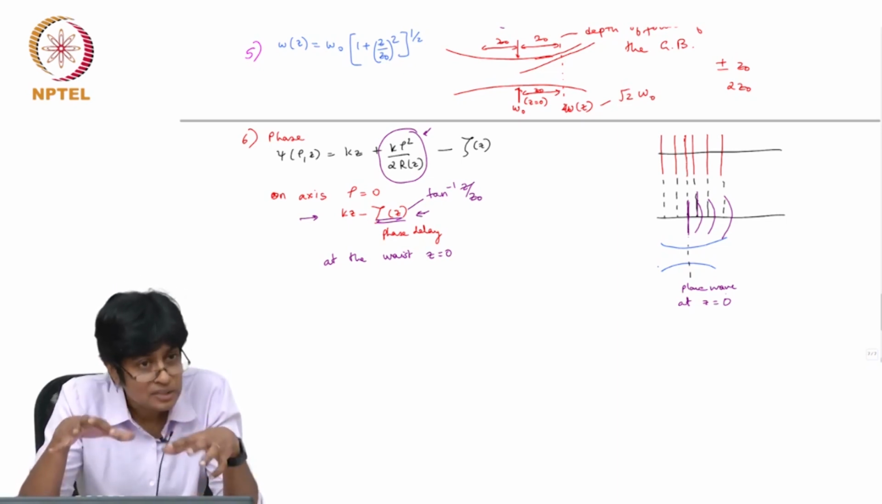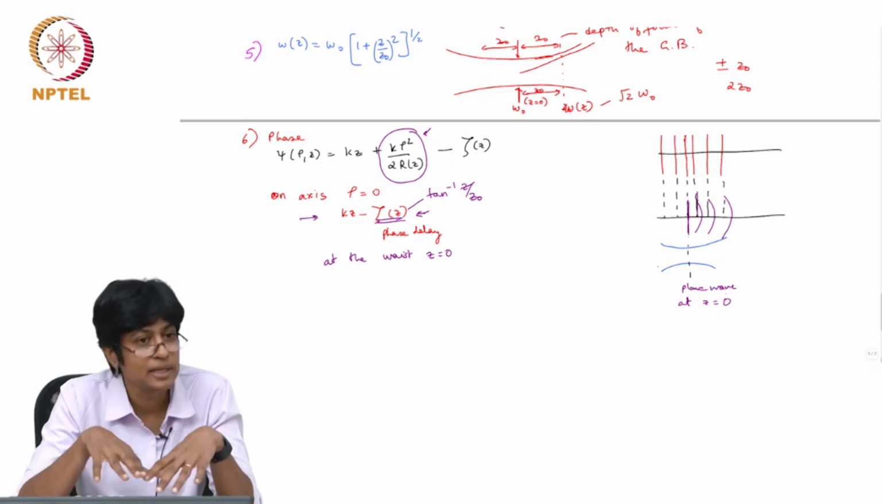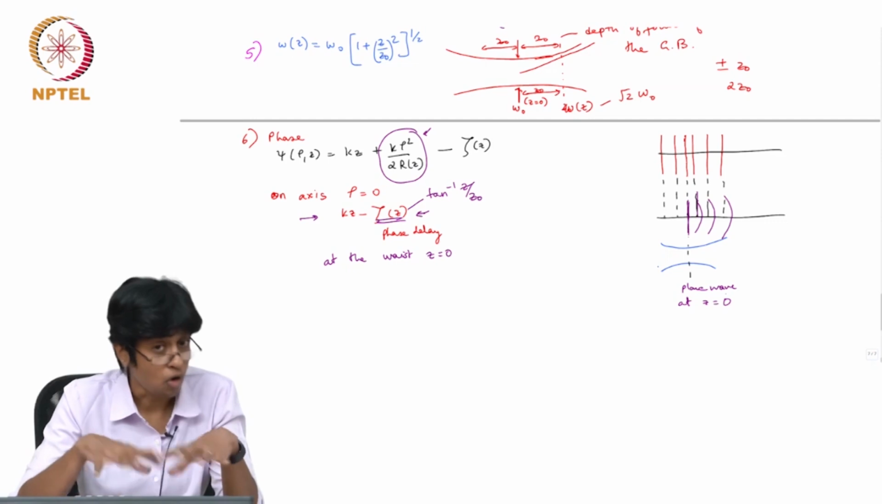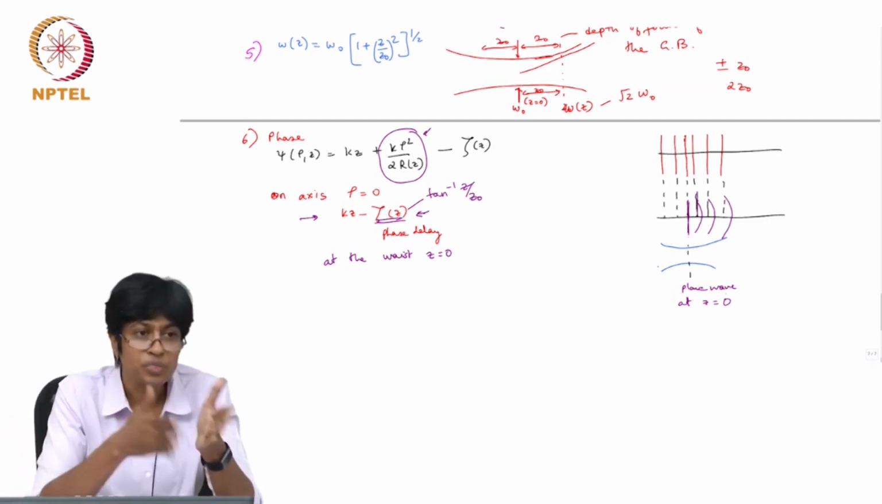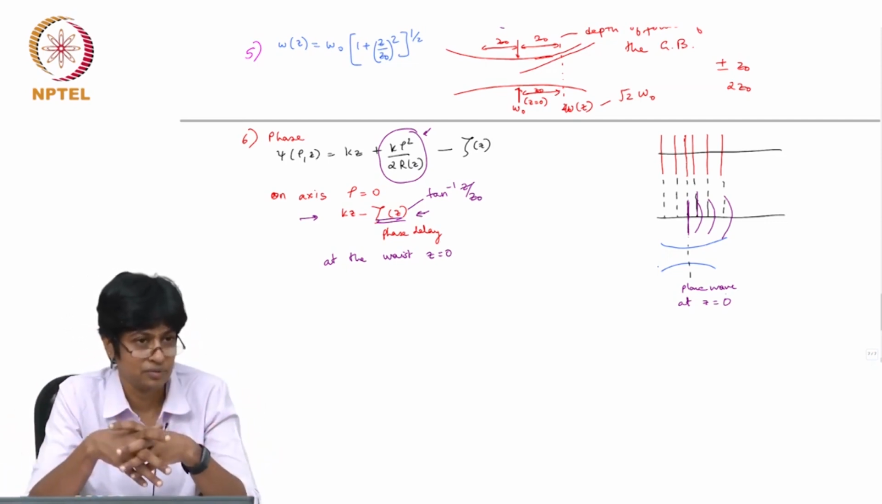So phase is very important, and we've just started looking at the phase of the Gaussian beam to see how it's different or how it's similar to both that of a plane wave and a spherical wave.